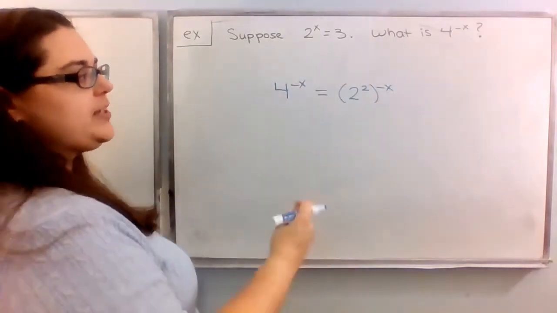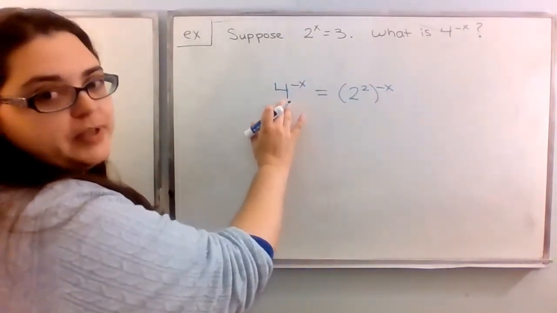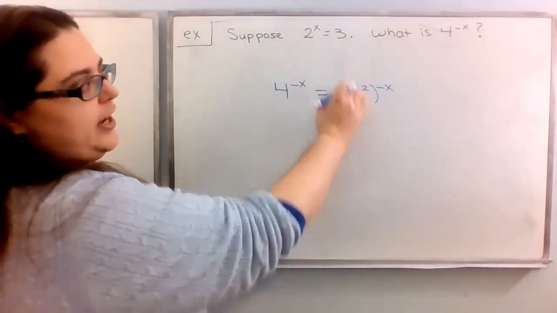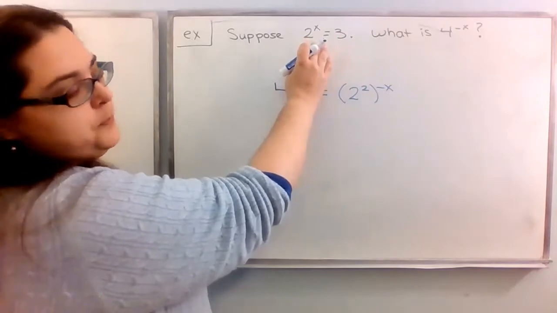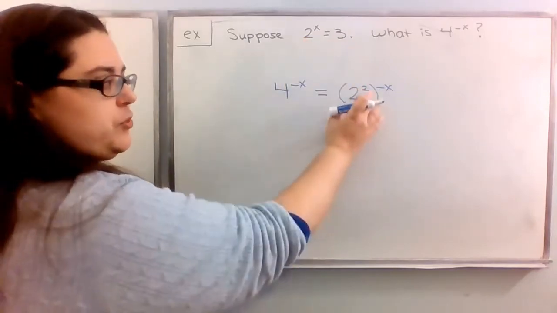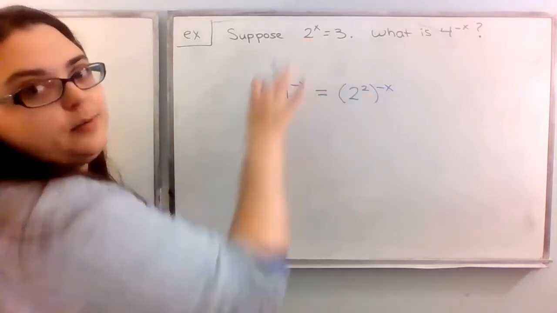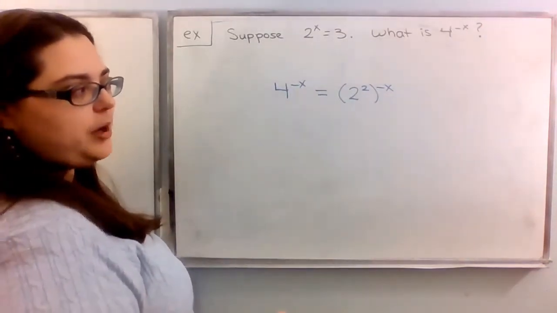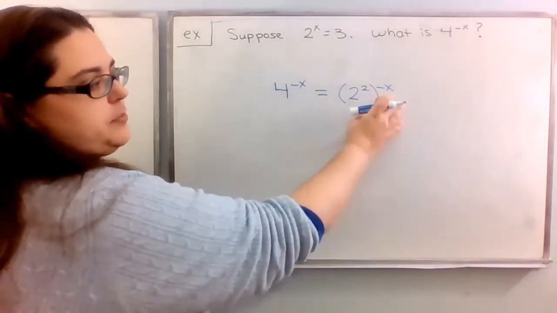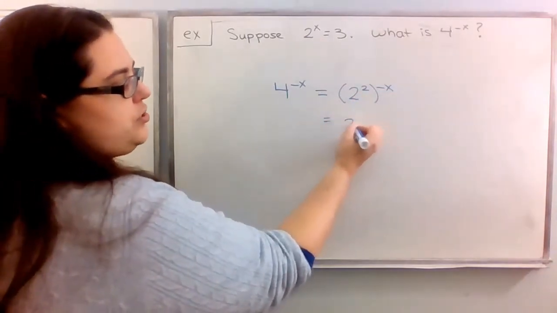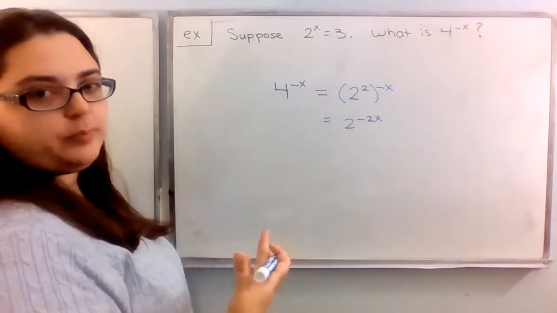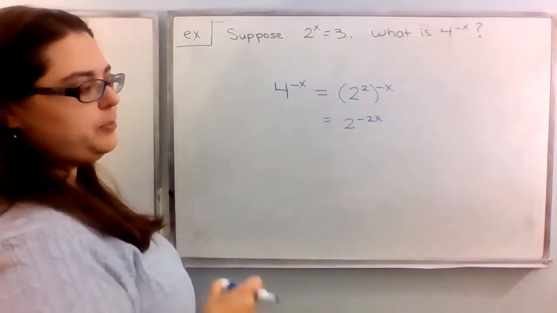This is good because now I've gone from an expression that has a base of 4 into an expression that has a base of 2, and that matches what we're given here. I have 2 squared. I don't have 2 to the x yet, but we're on our way there. Now, as we did in the last example, we're going to multiply the two exponents to write this as 2 to the negative 2x. That's going to simplify the expression a little bit and make it easier for us to manipulate the pieces.